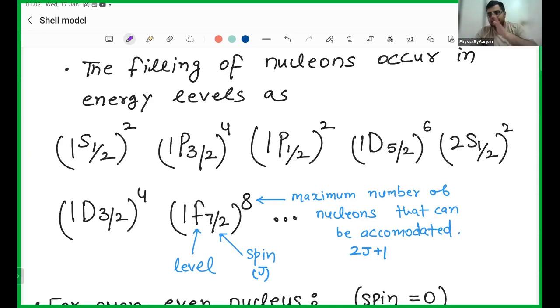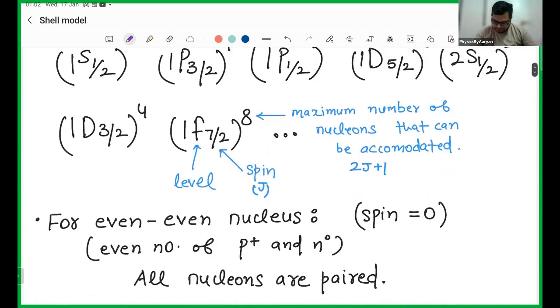Okay, so basically this is how the energy levels are there, and we will fill our nucleons in these energy levels. This tells how many nucleons can be there in one energy level, or you can say one shell, and s, p and d tell you which shell this is. And this 1/2, 3/2, 5/2 tells what the spin is. If the nucleon is inside this, what will be the spin of your nucleus?